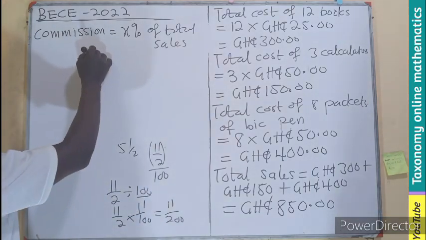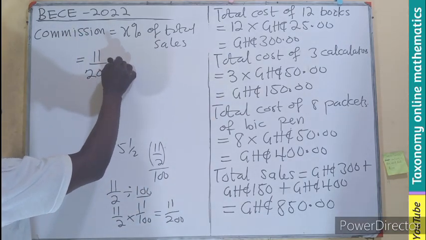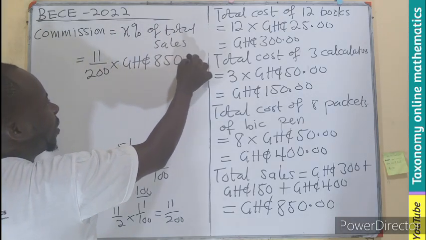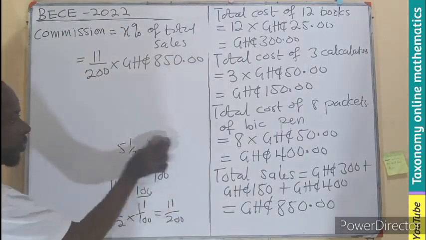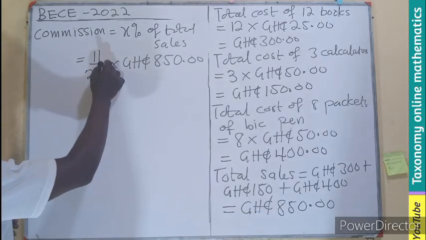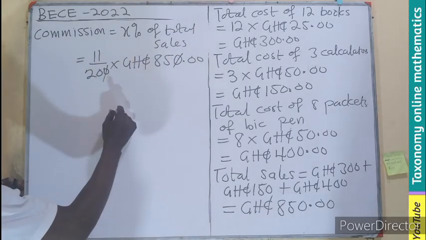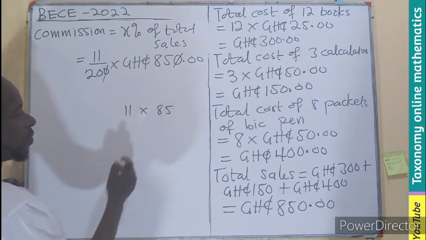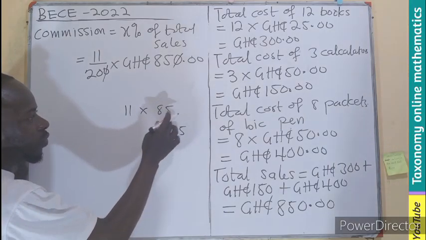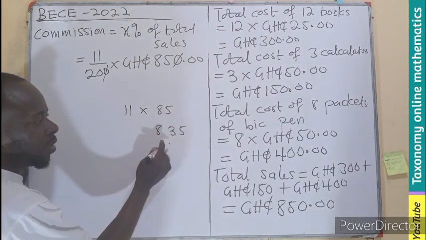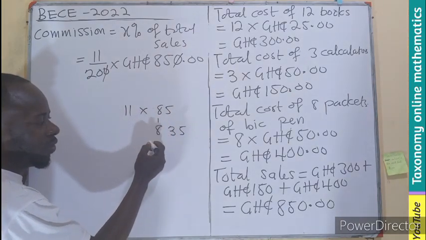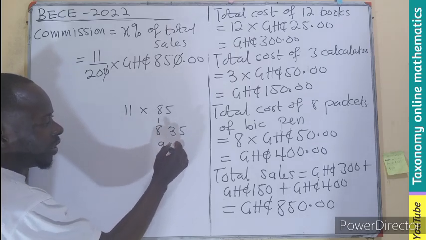So that is going to be 11 out of 200 times the total sale, which is 850 Ghana cedis. Let's do our manipulation. We'll cancel this, and I'll be left with 11 times 85. If you are multiplying a number by 11, just open the number out, 8 and 5. Add them together, that will be 13. Put it in the middle. But don't forget, you don't write a double number, so it will be 3, and the 1 will be added to the 8, to give you 935.